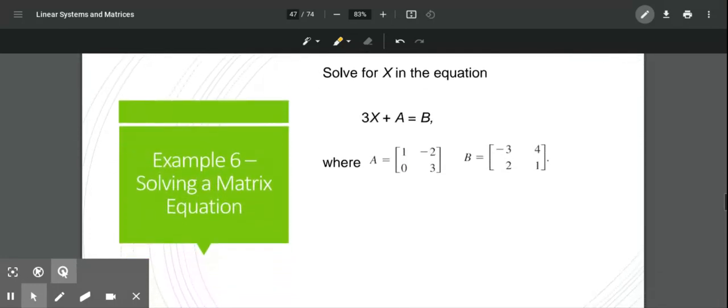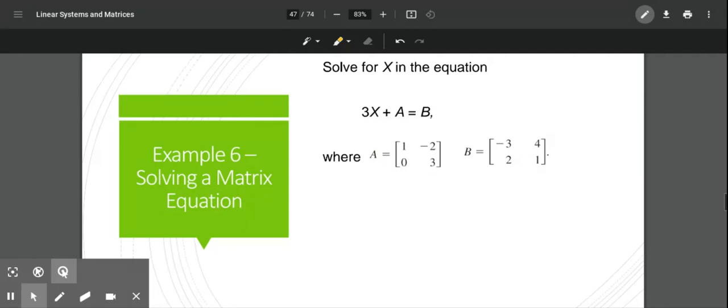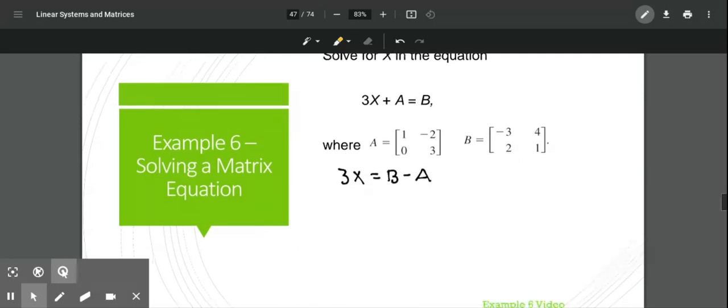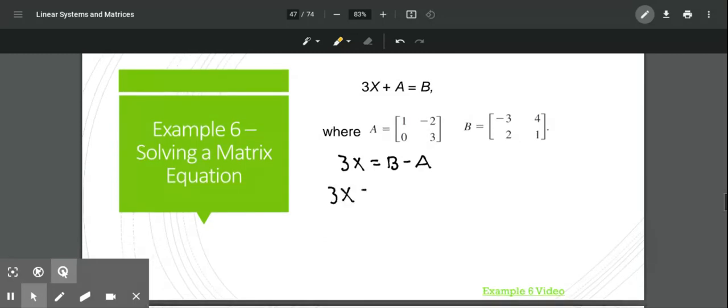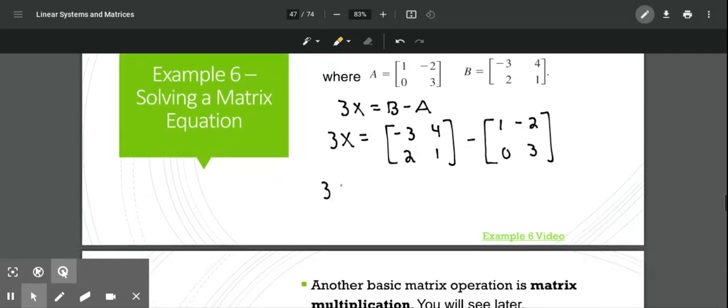So if we want to solve for X, and it says 3 times X plus A equals B, then we know that 3 times X will equal B minus A. So the first thing that we would need to do to solve for matrix X is we would have to take our matrix B, which is -3, 4, 2, 1, and subtract matrix A, which is 1, -2, 0, 3. So if you subtract those, we get -4, 6, 2, -2.